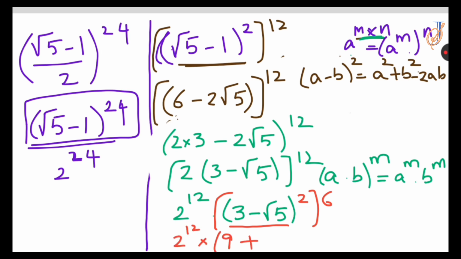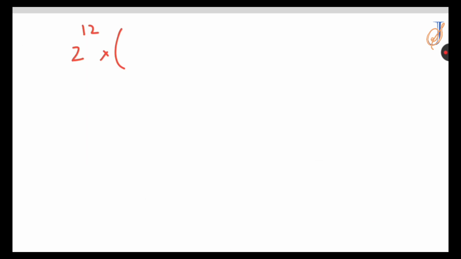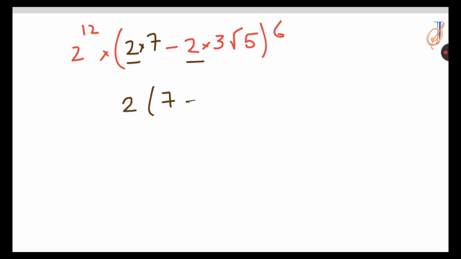plus b power 2, that is root 5 whole power 2, which is 5 only, minus 2 times a is 3 and b is root 5. That means 6 root 5 whole power 6. Here the first two terms, 9 plus 5, after adding, you will get 14 minus 2 times 3 root 5 whole power 6. And this 14 we can write as 2 times 7. Now observe here 2 and here 2. So let's take 2 as common. So 2 times 7 minus 3 root 5 whole power 6.